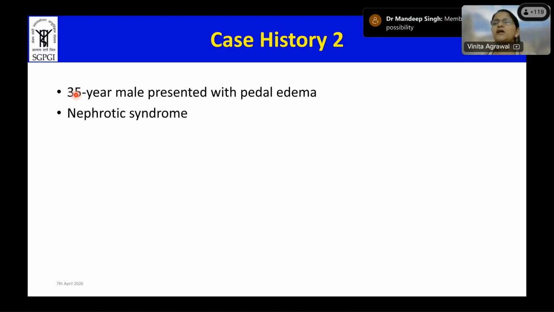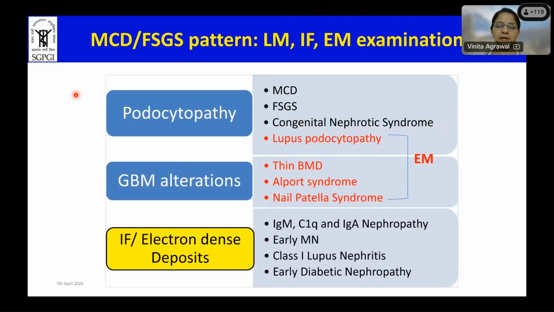Immunofluorescence will show you very minimal or almost negative deposits. That is why, if you look at my presentation here, I said podocytopathy and kept lupus podocytopathy in the box above, not in the box with immunofluorescence or electron dense deposit. Because EM will not be available to all. IF will be available to all of you. So IF will show you no deposits.